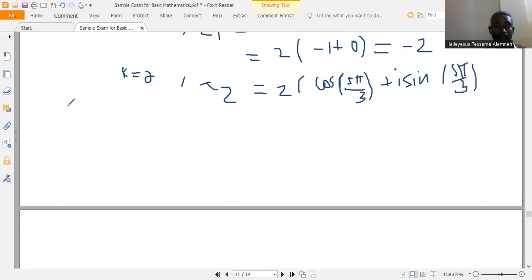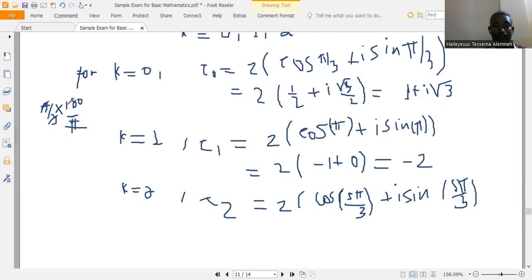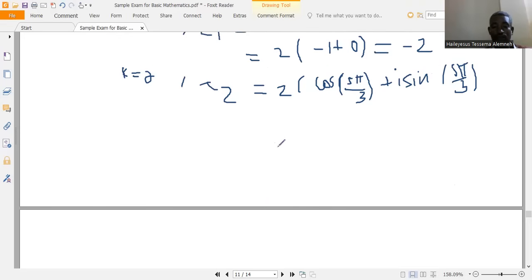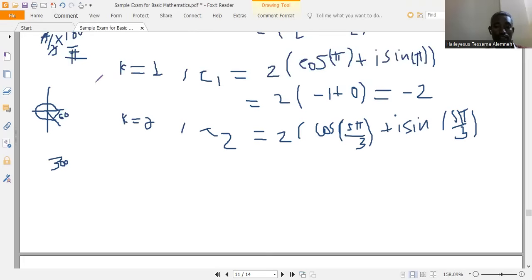So what's 5 pi over 3? 5 pi over 3 is just 5 times 60 degrees, which is 300. Where is 300? In which quadrant is it? 270 is here, then 300 is around here. So what's left? 60 degrees is on this one side.